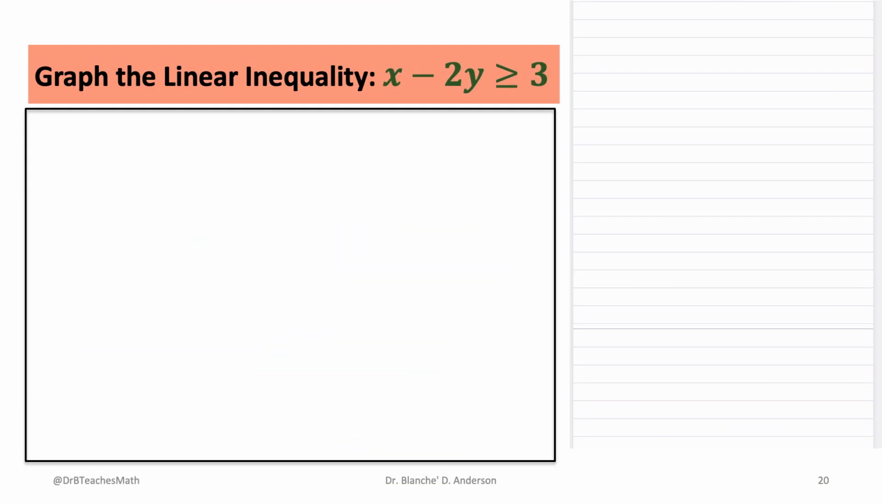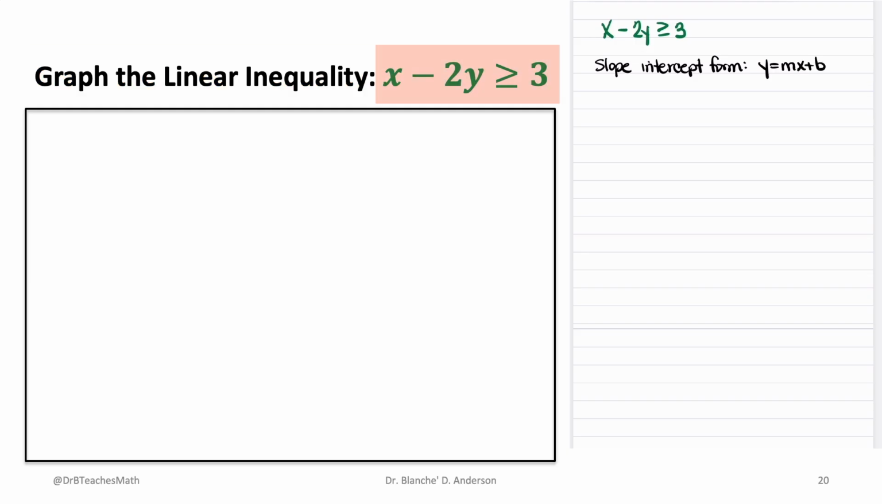Graph the linear inequality. X minus 2y is greater than or equal to 3. Let's put it in slope-intercept form. So I'm going to take the equation and I'm going to solve for y.